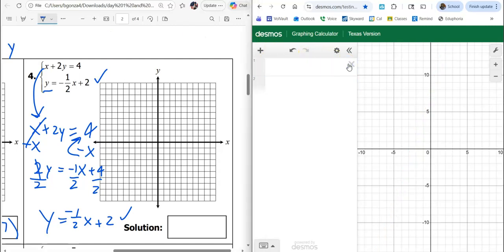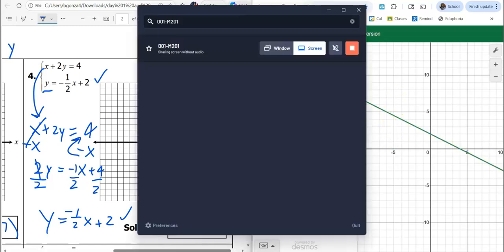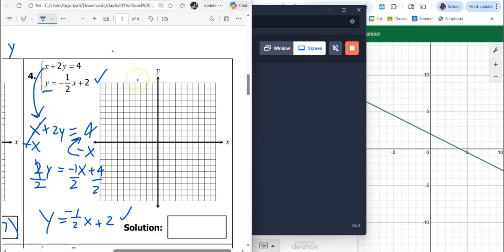All right, here we go. I'm going to graph both of these. Y equals negative 1/2 x plus 2. It's the same equation. It's infinite. All right, that's it.